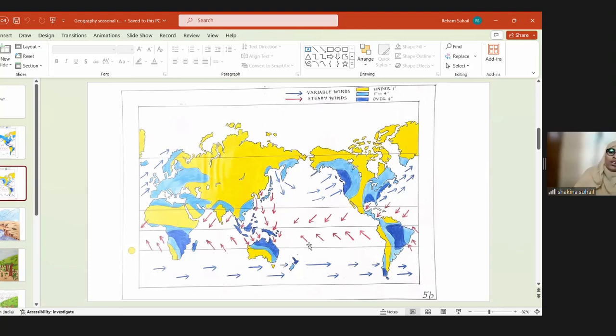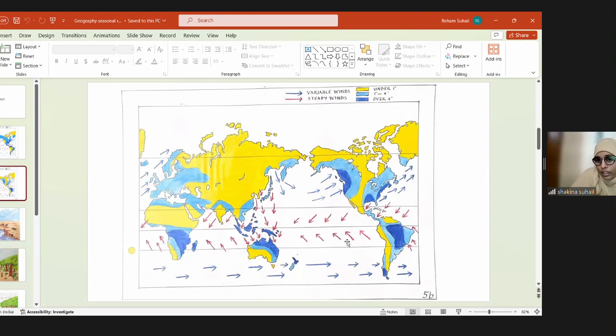So now let's look at the areas where there is less rainfall. The area with very little rainfall is the yellow ones, and the moderate ones are the light blues. And what happened to the heavier rainfall? Where is it concentrated? It is in the southern hemisphere. So now let's look at the steady winds.